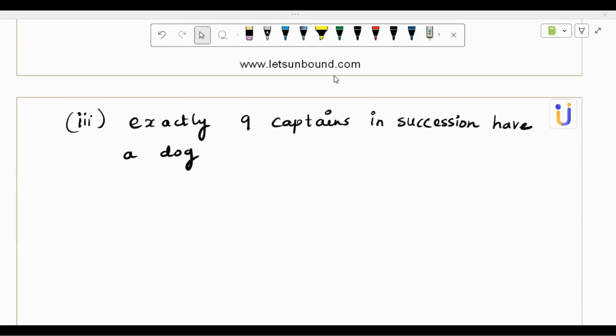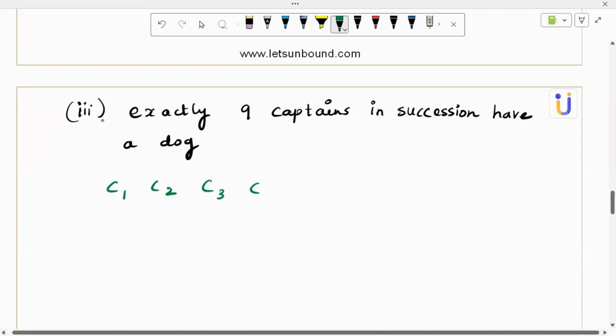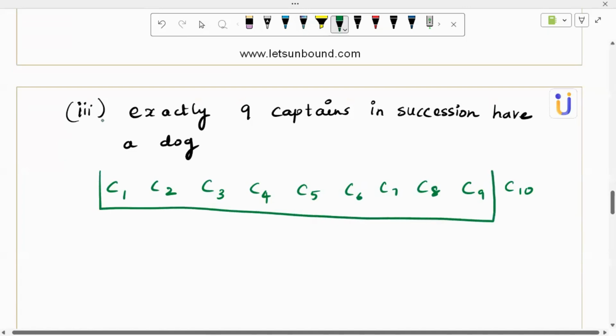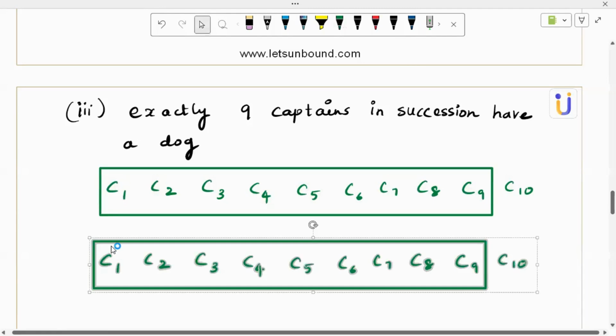Okay, so here we have to think a little differently. We are selecting captain 1, 2, 3 till 10 captains: C1, C2, C3, C4, C5, C6, C7, like till 10. Now, exactly 9 captains in succession should have a dog. So first, from the first captain till the 9th captain, that is one part. Otherwise, there might be this. Only 2 combinations possible here. Right? That's simple.